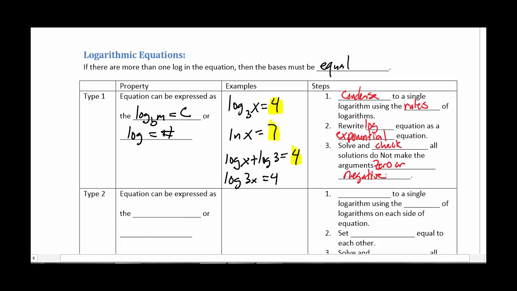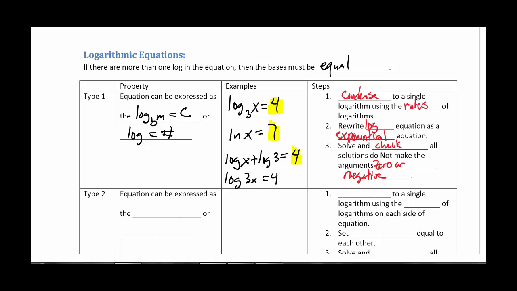In other words, check that when we have an answer at the end, it actually fits in the original log equation. We have a domain restriction on logs: we cannot take the log of a negative or 0. Those are undefined quantities. So I just want to double check that when I get a solution, it's not asking me to do that.